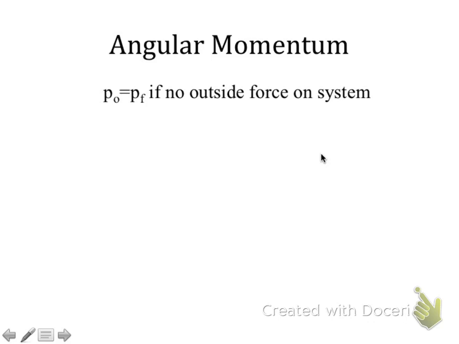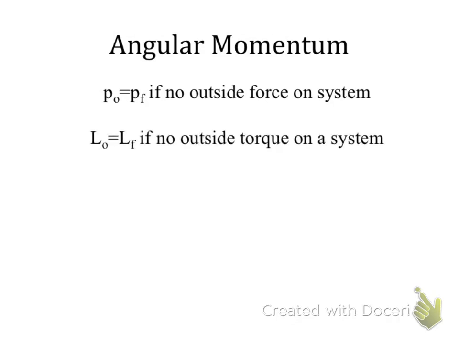All right, so just like last unit, initial momentum equaled final momentum if there's no outside force. So when does initial angular momentum equal final angular momentum? This is for learning. When does initial angular momentum equal final angular momentum? When there's no net torque. Our figure skater's I changed, but did her angular momentum change? No.